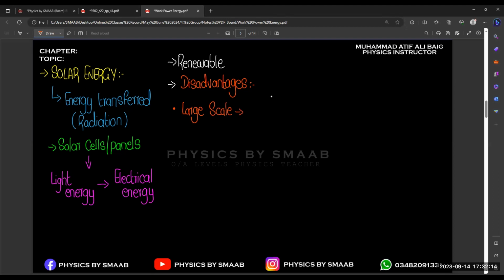And in your past papers you will also find a question related to it. It requires a lot of money, it is costly because it requires maintenance from time to time, and it also requires a very large area, right? So can we say high cost is one of the disadvantages? Yes, it is also costly, and we also require maintenance.